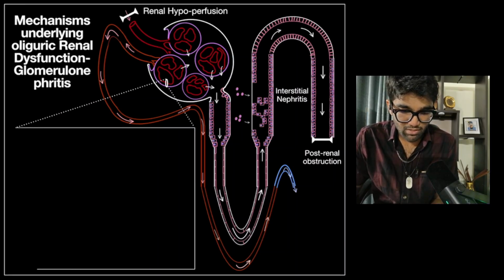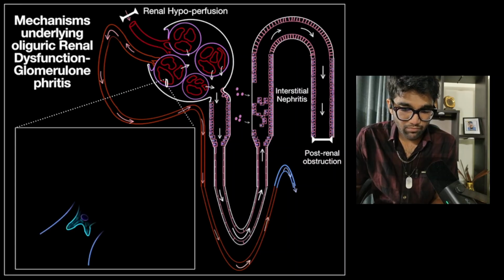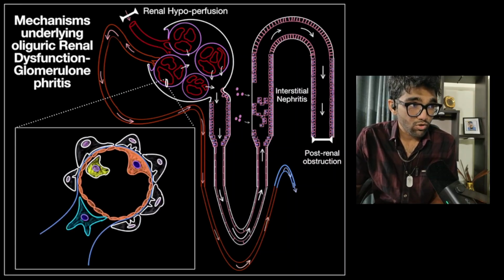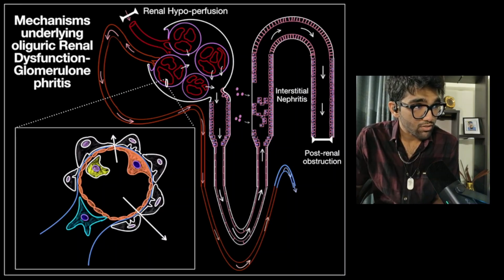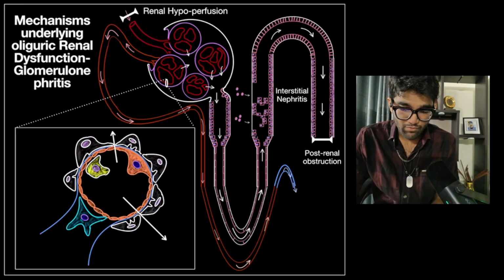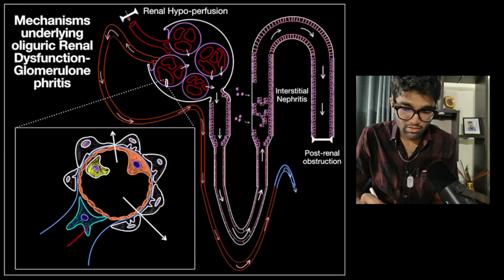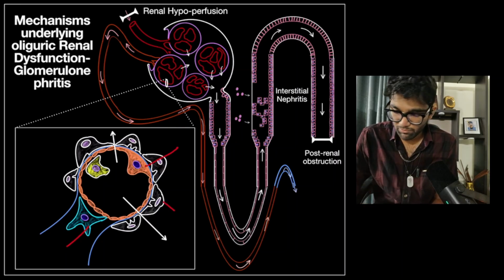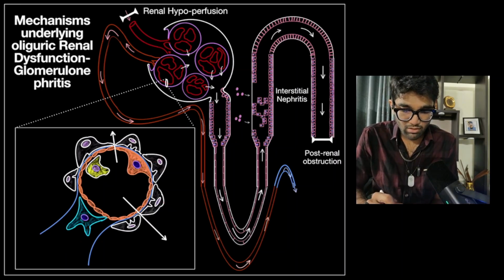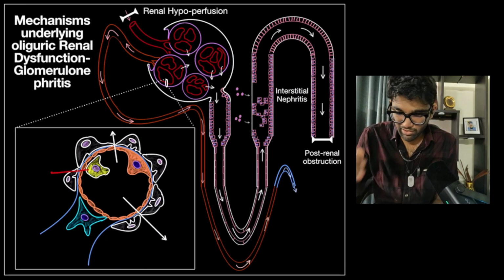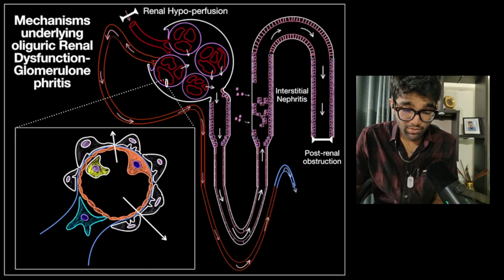So as I have described there, this is a cut section through the glomerulus, and these are the hydrostatic pressures that cause filtration through the glomerulus. This is your mesangial cell, this is your endothelial cell, these are your visceral podocytes, and this is an immune mediated immune cell within the lumen of the capillary.